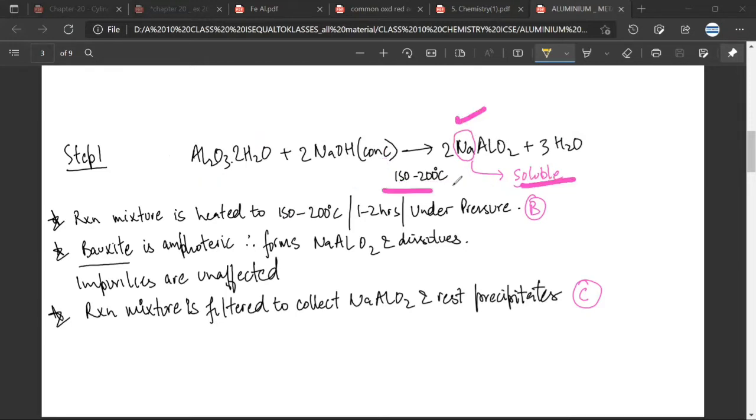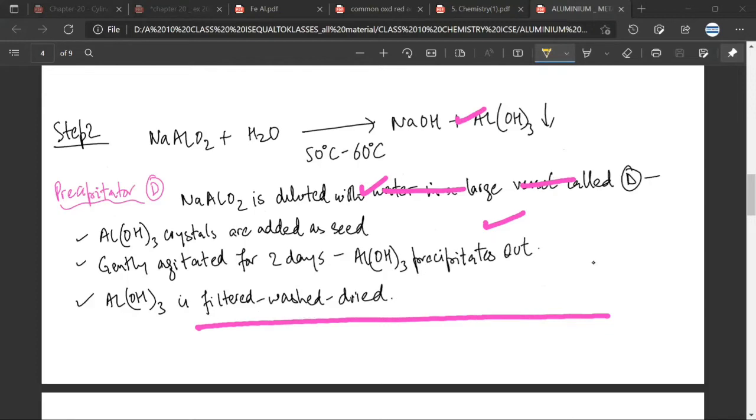The temperature is maintained at 150 to 200 degrees centigrade to increase the solubility. The process takes 1 to 2 hours and it is done under pressure. Any doubt here? No. Okay. So this reaction mixture is filtered to collect sodium aluminate and the rest precipitates. After that, you take the sodium aluminate.